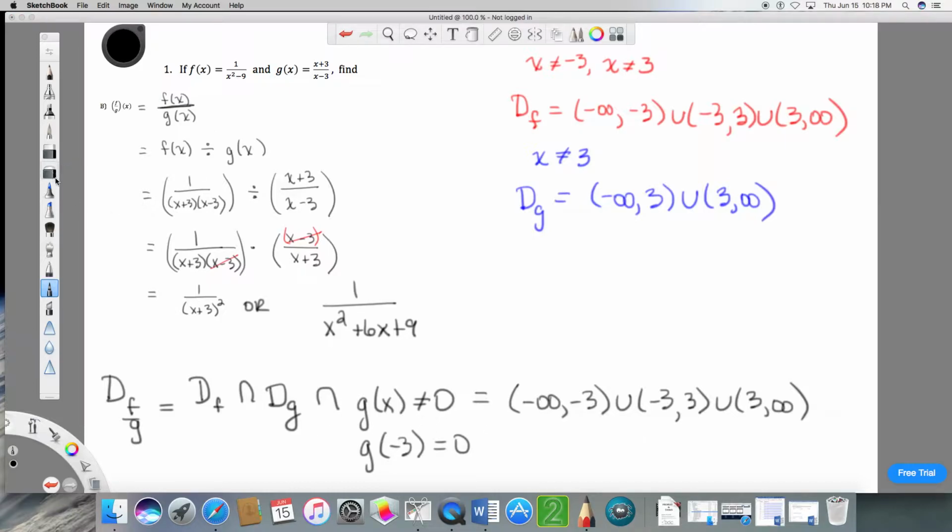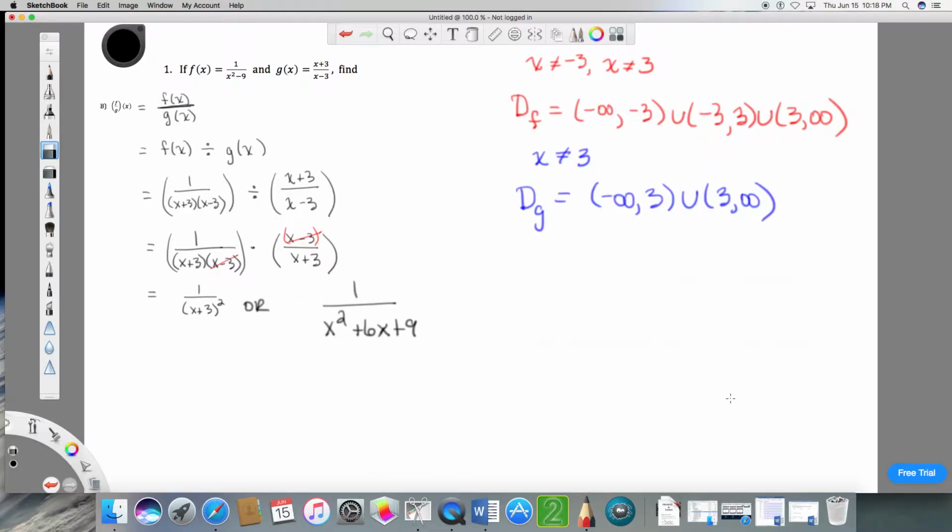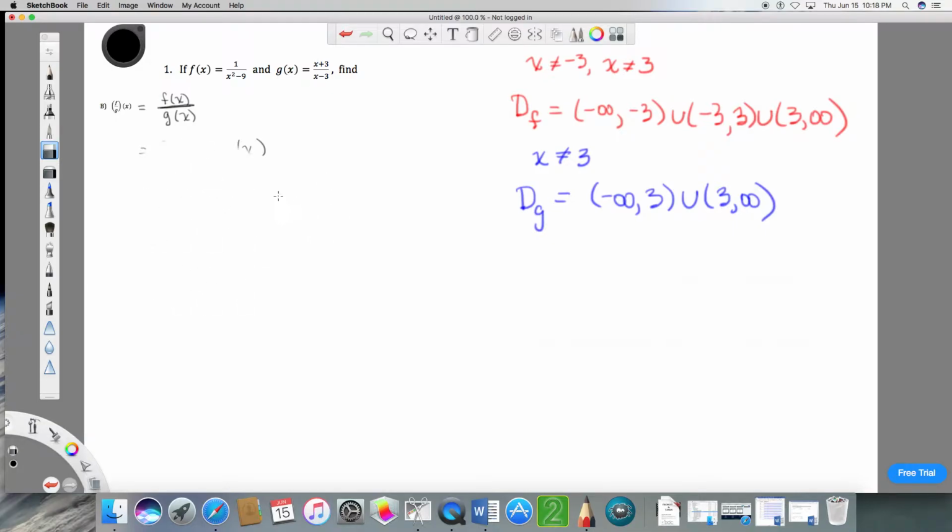Let me erase this and we'll do the domain for g over f. We'll find the expression and do the domain. And see, it's better. I know it's more work, but you're going to have situations where you'll get the wrong answer if you try to jump in and use that final answer for f over g. You have to consider how it was built when you're finding the domain.